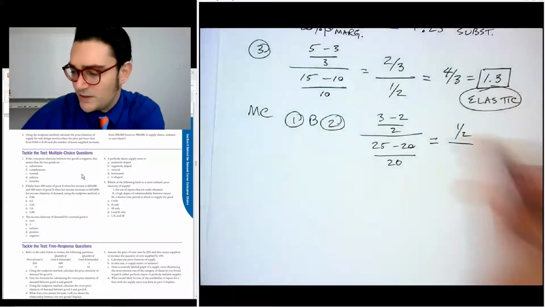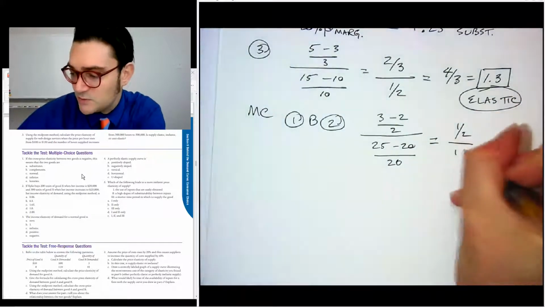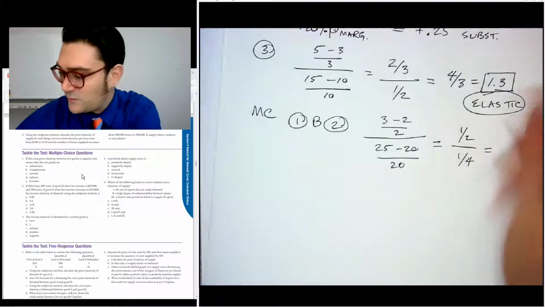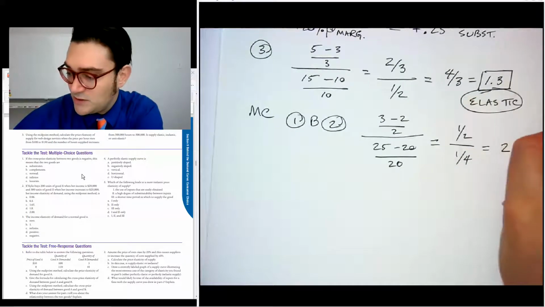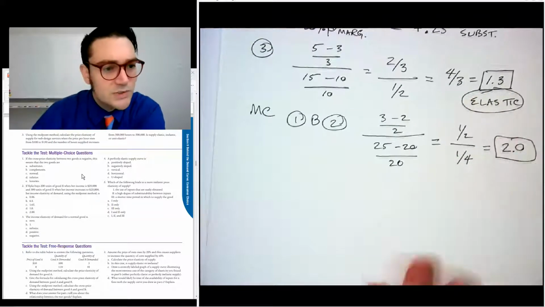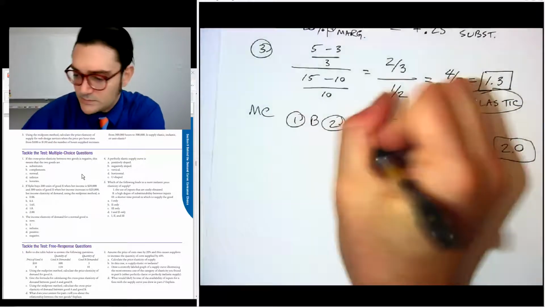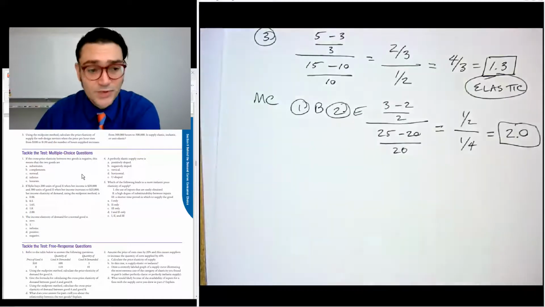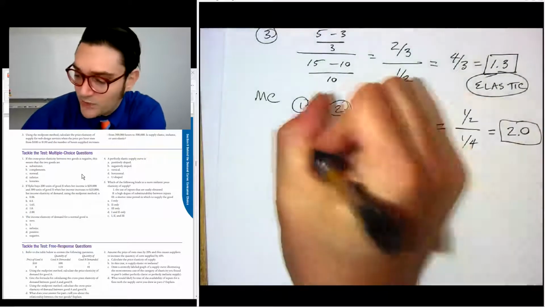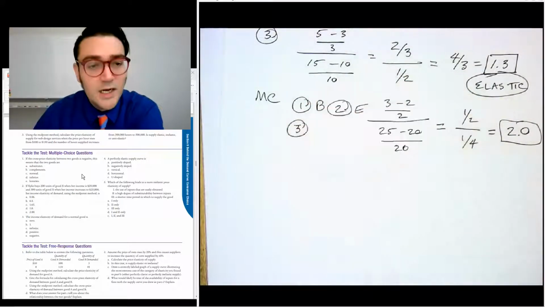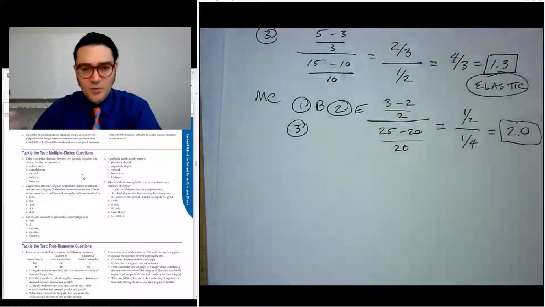1/2 over, and then that's 5 over 20, which is 1/4. So 4 times 1/2 is 2.0, and we'll just say that that's E. And again, the midpoint method answer will not be that, but that's fine. For the quiz, I am going to make it clear, like, don't use the midpoint method, just do it like this.